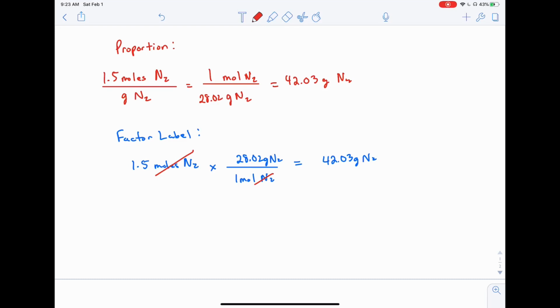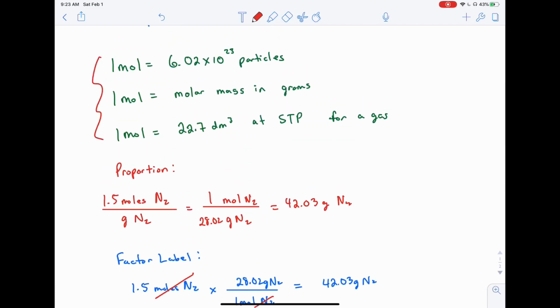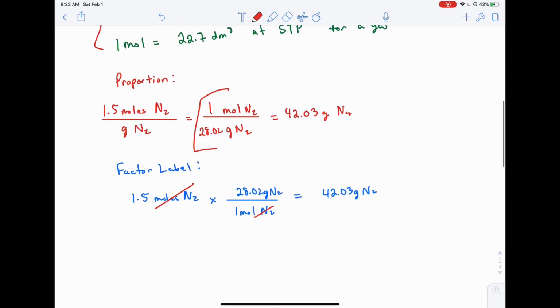I will be honest with you, I grew up learning the factor label method, but I'm not saying it's a better method for everyone. So either of these is really the way that you want to convert. And so we're always using one of these 3 conversions here as our proportion or our conversion factor in this. Okay. Questions about that? Okay.